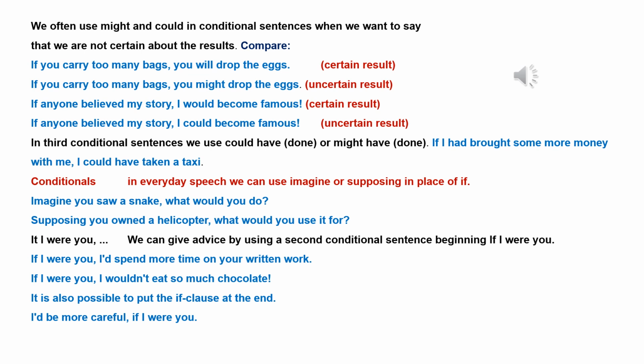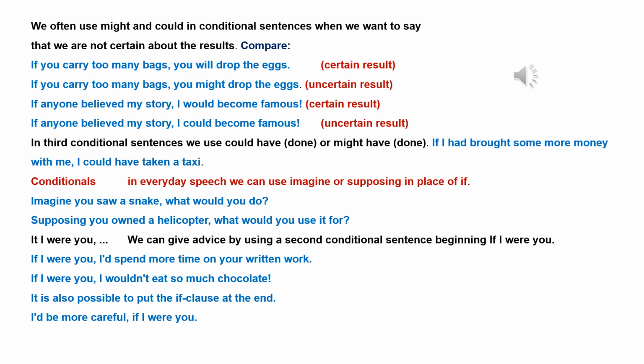Uncertain result. In third conditional sentences we use could have done or might have done. If I had brought some more money with me, I could have taken a taxi. Conditionals in everyday speech: we can use imagine or supposing in place of if. Imagine you saw a snake, what would you do? Supposing you owned a helicopter, what would you use it for?